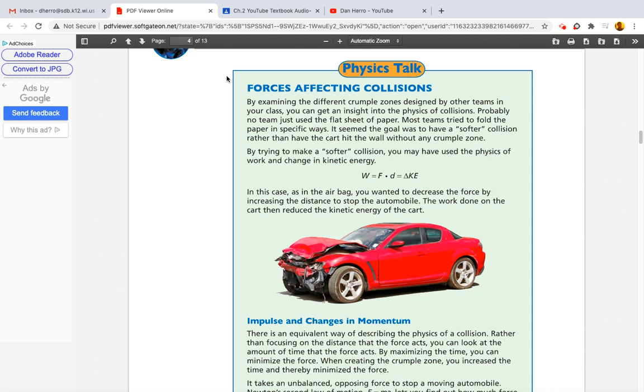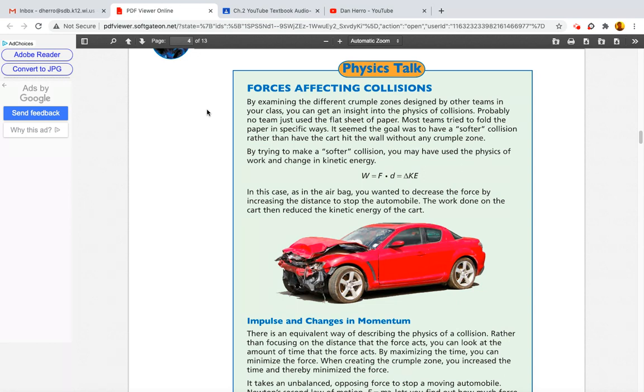Chapter 2, Section 7, Physics Talk, Forces Affecting Collisions. By examining the different crumple zones designed by other teams in your class, you can get an insight into the physics of collisions. Probably no team just used the flat sheet of paper. Most teams tried to fold the paper in specific ways.